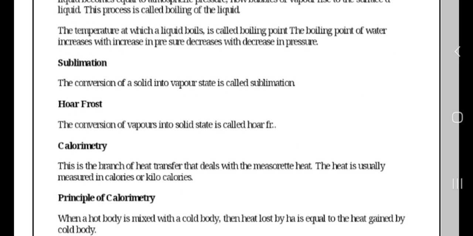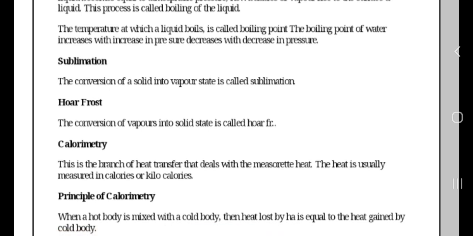Melting point: conversion of solid into liquid state at constant temperature is melting. Evaporation is the conversion of liquid into vapor at all temperatures. Boiling is when a liquid is heated gradually to a particular temperature and the saturated vapor pressure of the liquid becomes equal to the atmospheric pressure; then bubbles of vapor rise to the surface of the liquid, and this is called boiling. Sublimation is the conversion of solid into vapor state. Hoarfrost is the conversion of vapor into solid state.